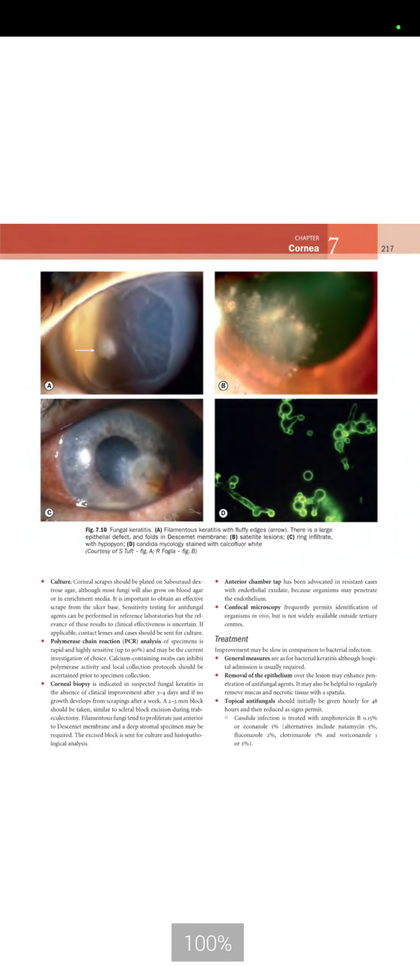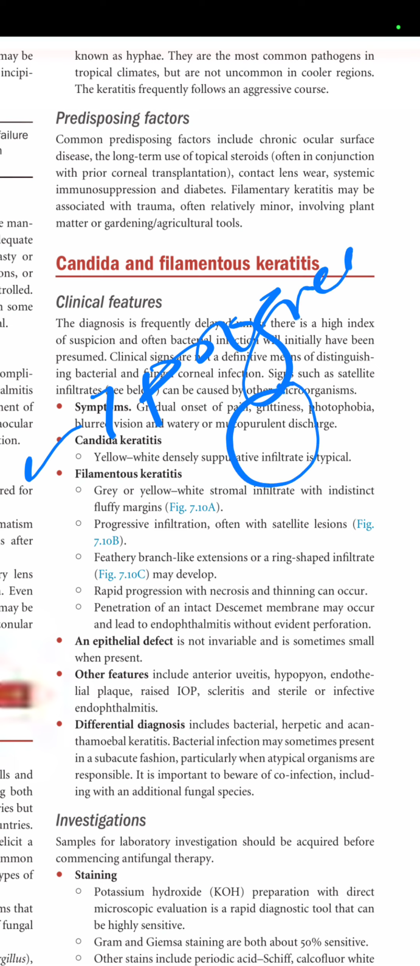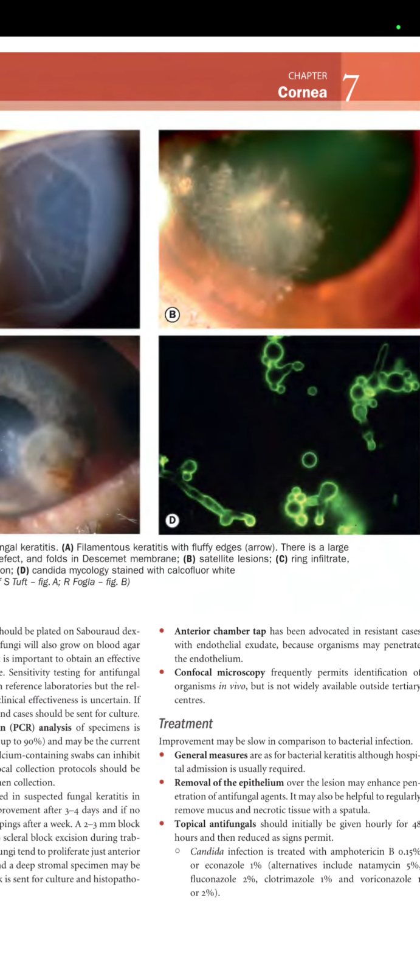Next we are going to study progressive infiltration, often with a satellite lesion. So how can we know that a fungal disease is progressing? We can see it by the satellite lesion. Basically there is a main lesion and there are smaller lesions around the main lesion, which are called satellite lesions. So we can see this on figure 7.10b. You can see that this is the main lesion and around it there are satellite lesions like here.